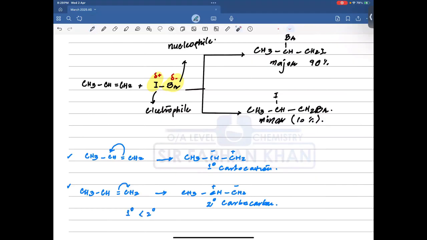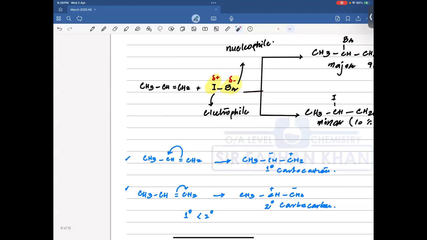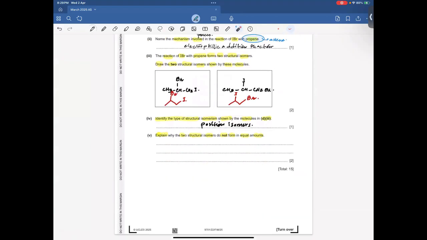So reaction किसको follow करेगा? Reaction obviously 2 degree carbocation के route को follow करेगा, and from that route I'll get the major product, and from 1 degree carbocation के route I'll get the minor product. 2 degree carbocation follows the Markovnikov rule. 1 degree carbocation की product follows anti-Markovnikov rule. So this is your primary carbocation, this is your secondary carbocation, which is why both the products are not in equal amount.